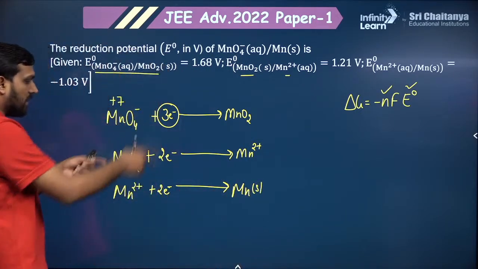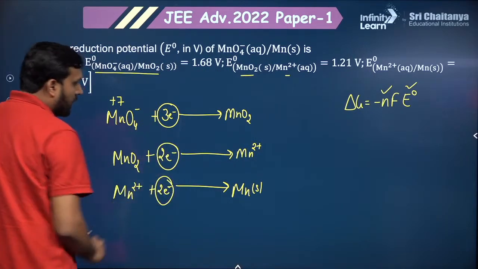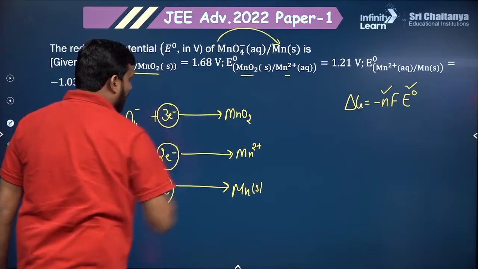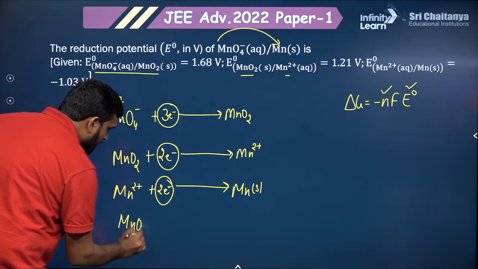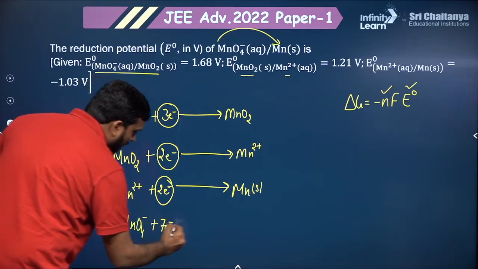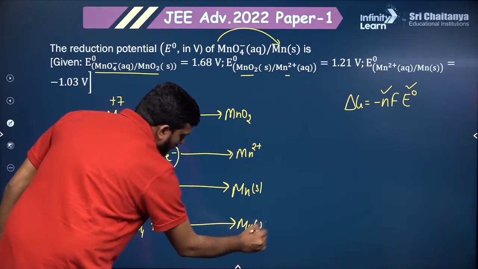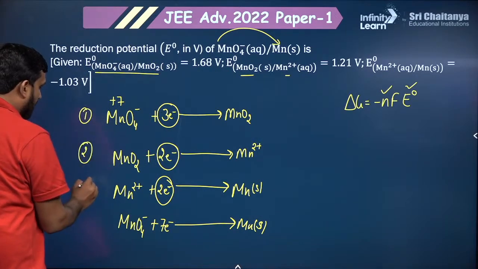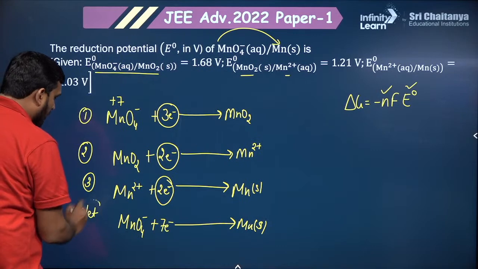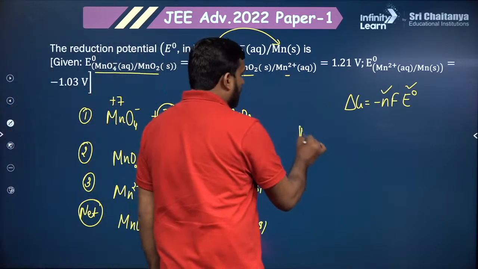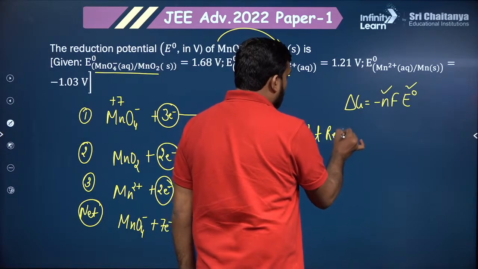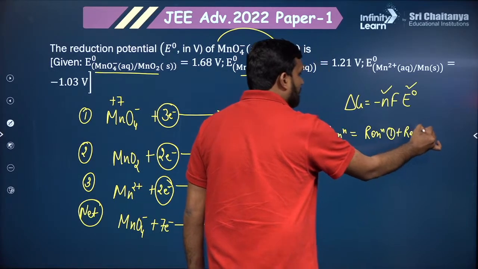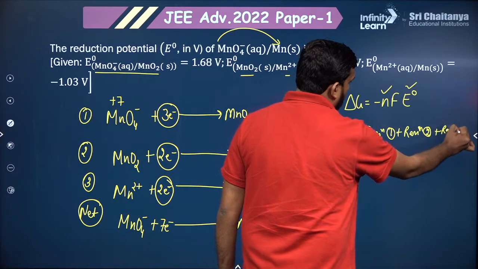So these are the conversions taking place. Here there are 2 electrons, here there are 2 electrons, and their E values are also given. Now the reaction for which we have to calculate the value is MnO4 minus gaining 7 electrons to convert into Mn solid. If you look closely, if you add reactions 1, 2 and 3, you will get the net reaction.